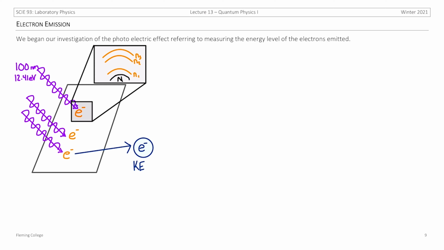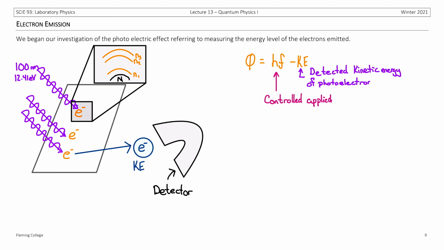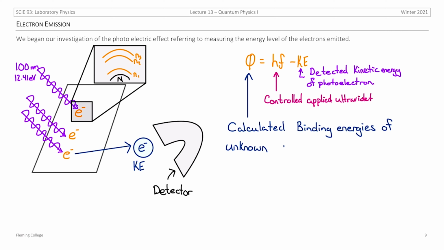It's not typically the way in which we employ our understanding of this concept. The way we actually use this is that we will have a controlled applied ultraviolet light, and we choose ultraviolet because of how much extra energy it brings with it. And we'll have a detector that will measure the kinetic energy of a photoelectron, which means if we rearrange our previous equation as phi is equal to hf minus kinetic energy, we've detected the kinetic energy. We're subtracting that from the controlled applied ultraviolet light. And this allows us to calculate the binding energy of an unknown substance.